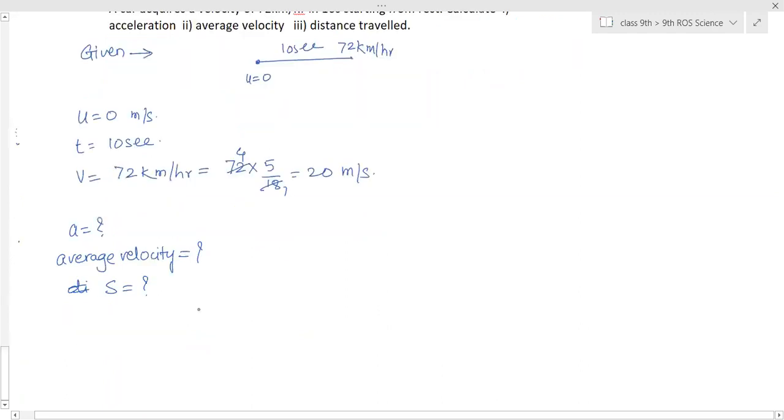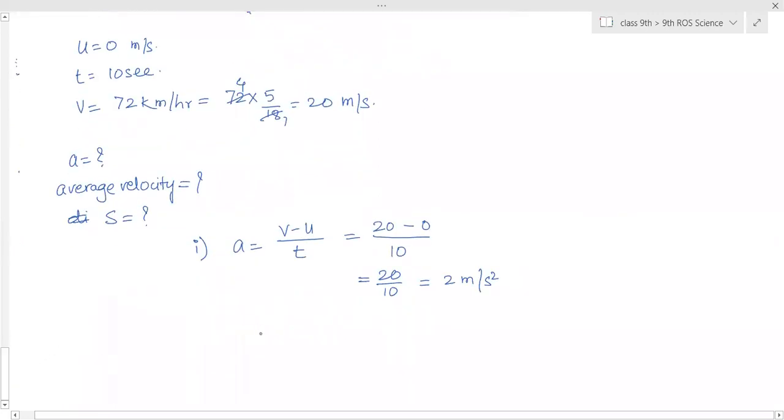So for acceleration, we can use our older formula or the first equation of motion. So first part, a is equal to v minus u by t. So what is v? 20. u is 0. Divided by time, which is 10. 20 by 10, which is 2 meter per second square. That is the acceleration.